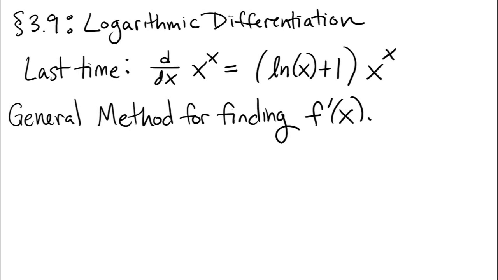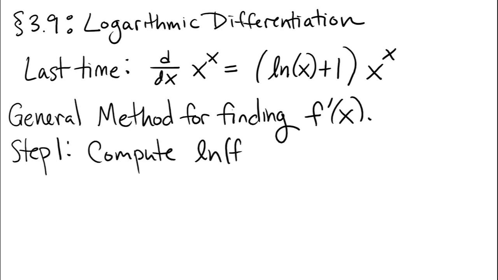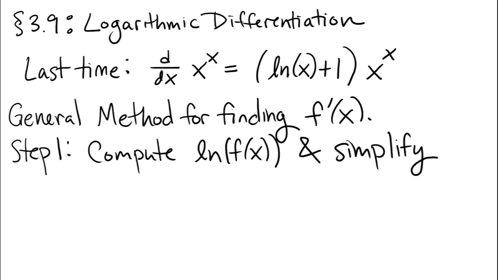In general, our method for finding the derivative of f has 3 steps. In step 1, we use that same idea from last time, which is to compute ln of f(x). It's essential at this stage that you simplify ln of f(x) using whatever log rules you need to. In the last video, we simplified the ln of x to the x to get x ln x. And that was really important when we were computing the derivative. It's the simplifying part.